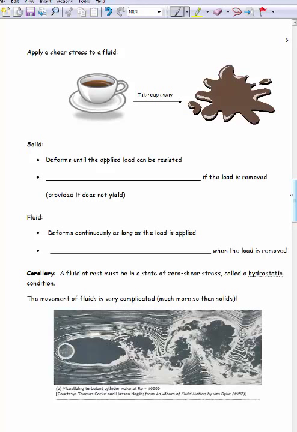So a solid, again, deforms until the applied load can be resisted. Okay, but now let's take off that load. What's going to happen? Well, it's going to return to its original shape.